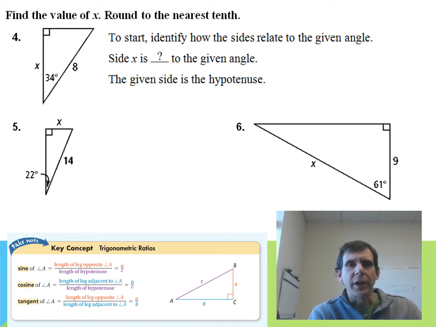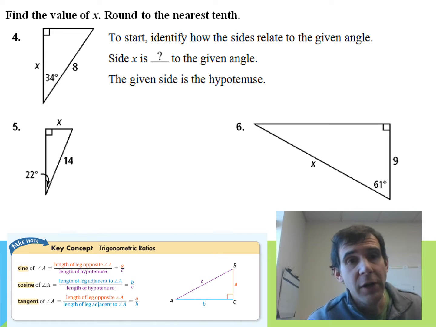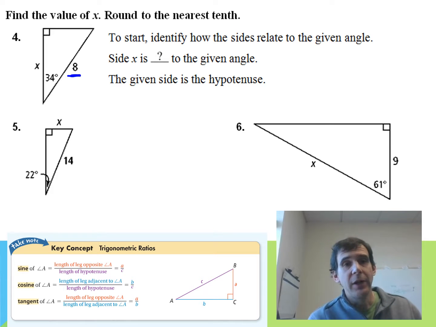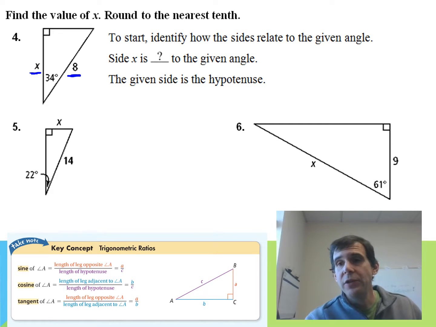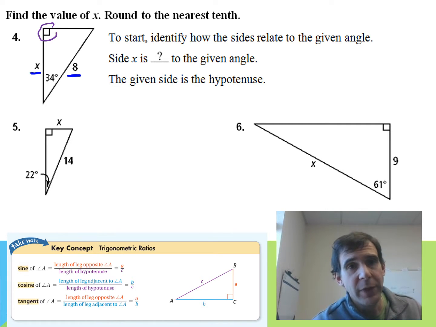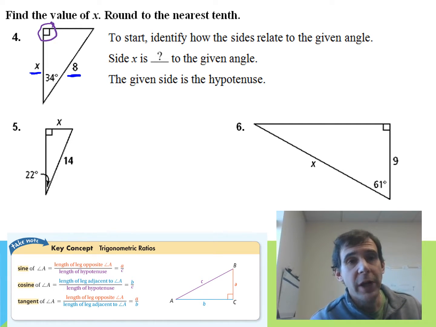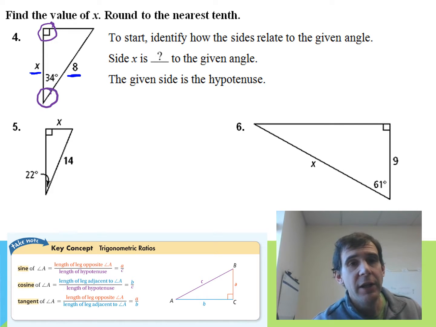So let's put this to work. Let's see what we can do with finding the length of a side of a right triangle. Before, we needed either 45-45-90 or 30-60-90 if we only had one side given. In number 4 here, one side is all that we're given. We're given the hypotenuse of 8, and we're looking for one of the legs, x. Besides the right angle, we need to be given one of the other angles. So we're given this angle here is 34 degrees.